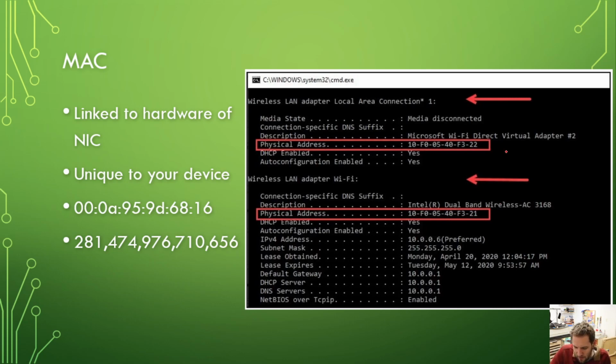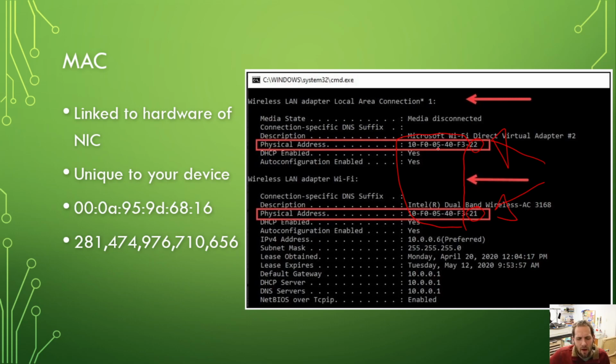So as you can see here in this picture, which is not my computer, there are 2 different MAC addresses here. Notice they both start with the same information. So very close. The only difference is this last number right there, 21 and 22. So that is something that you need to be aware of. Traditionally, this MAC address is not something you're going to change.